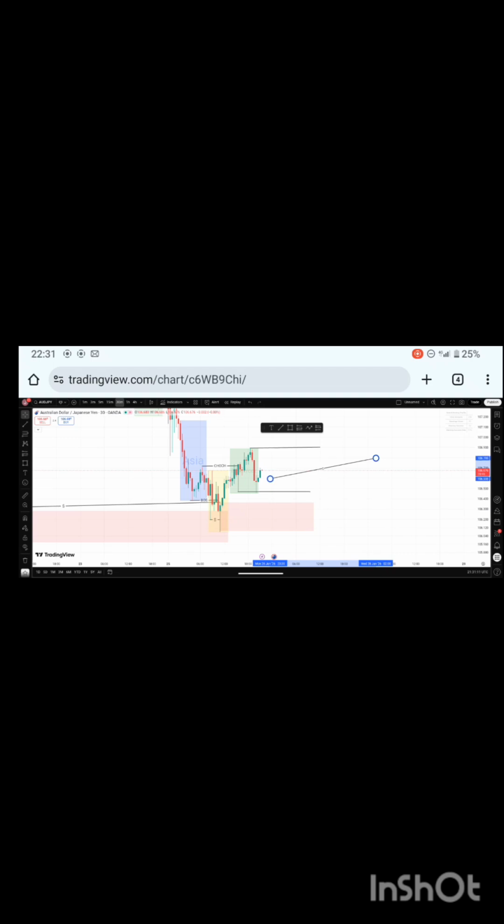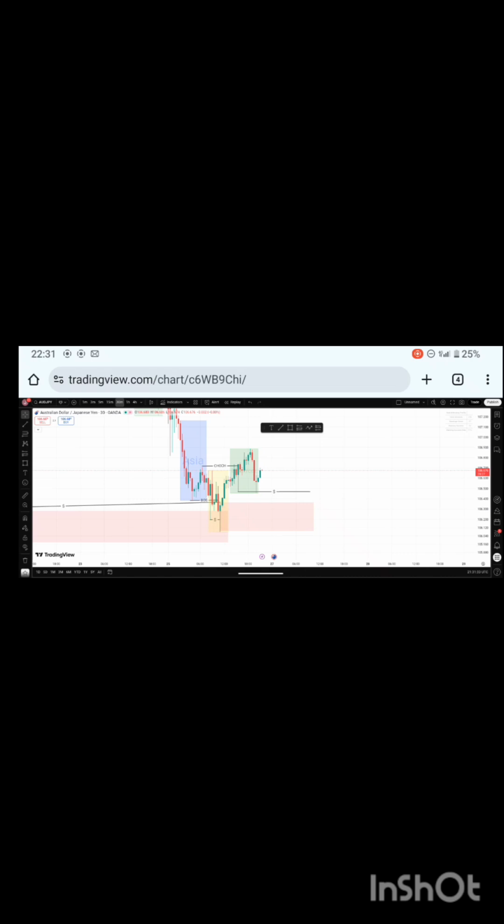But if this low does not take out this high here, it means this low is a weak low, and I'll see it as a liquidity point that price must take out. So that is it. Let me just take this one out, and then I'll see this one as a liquidity.